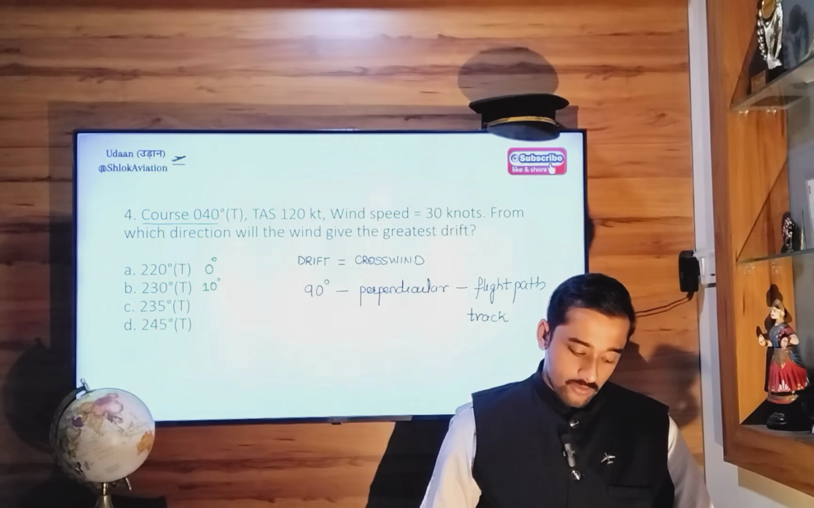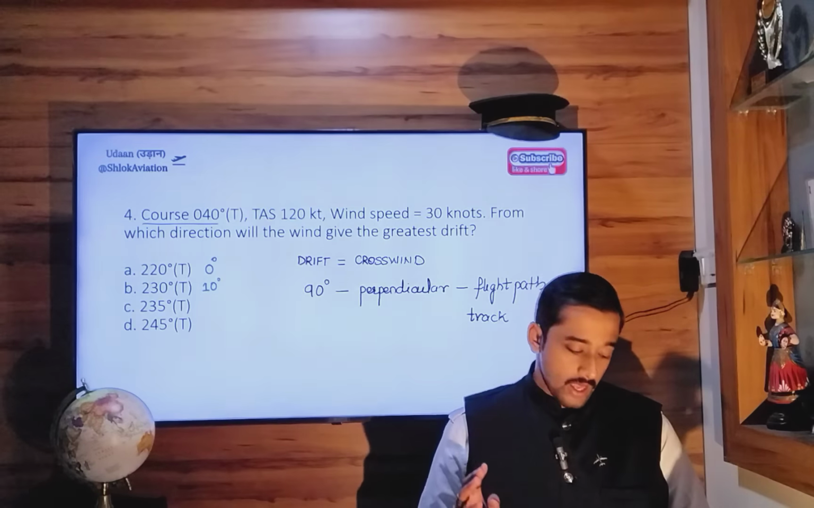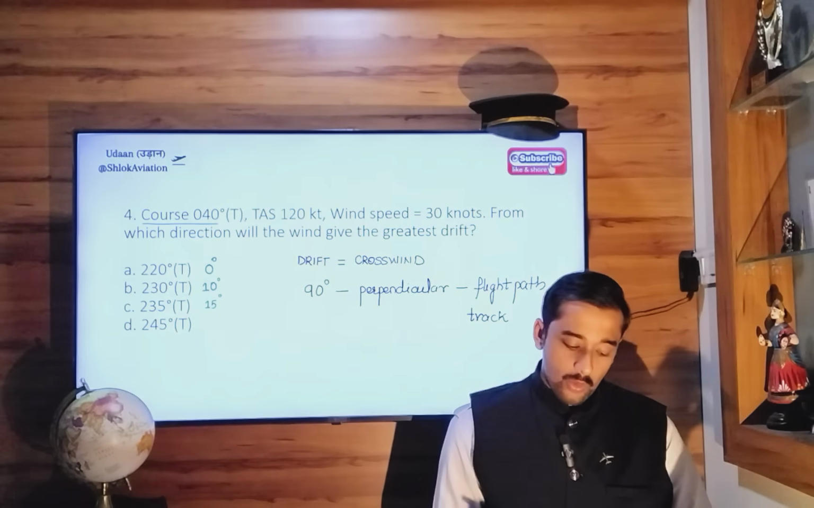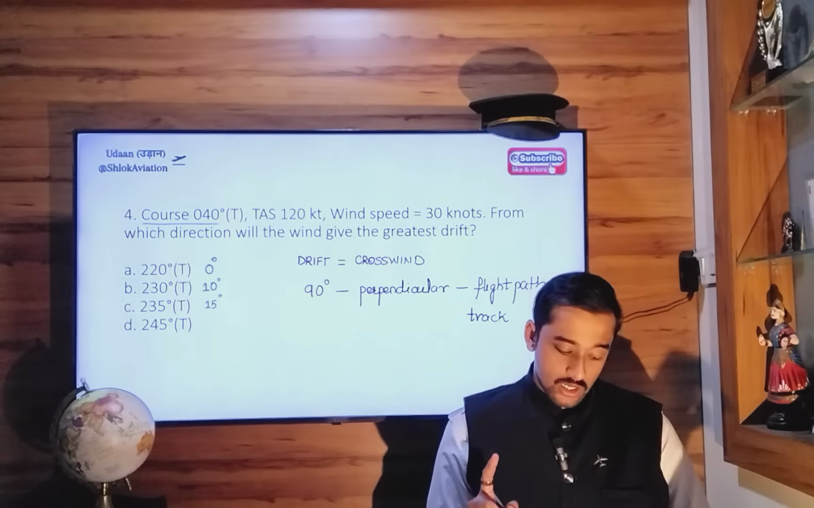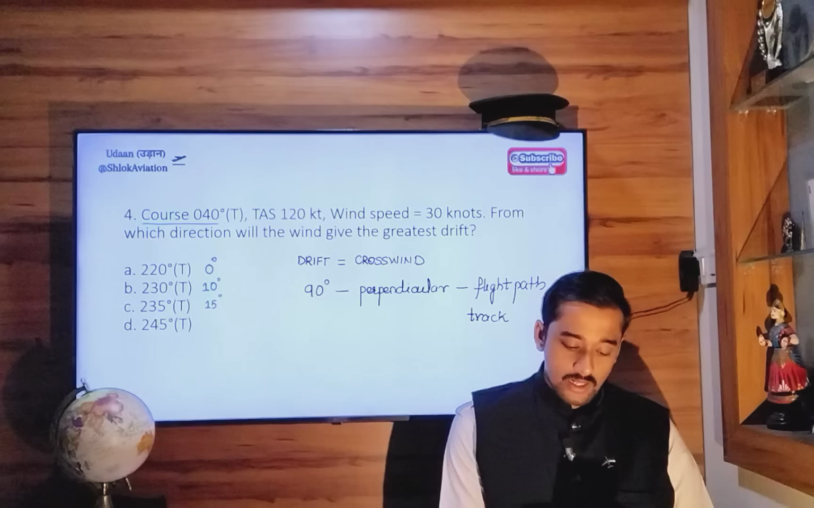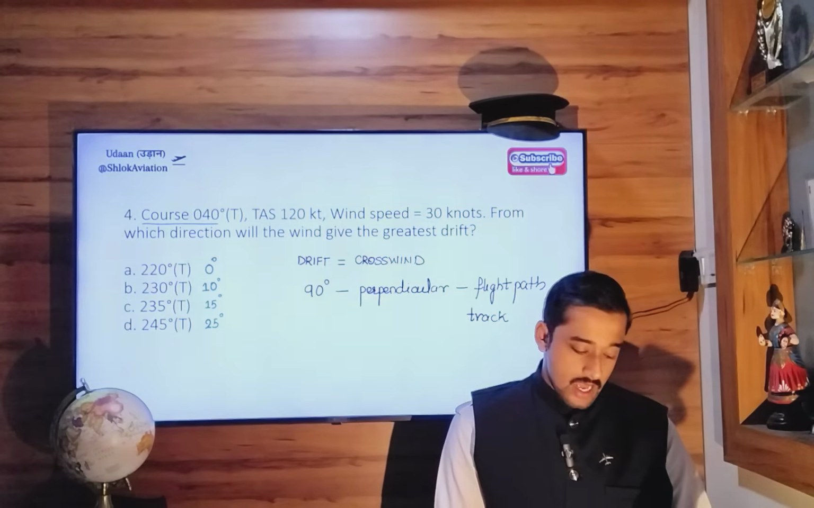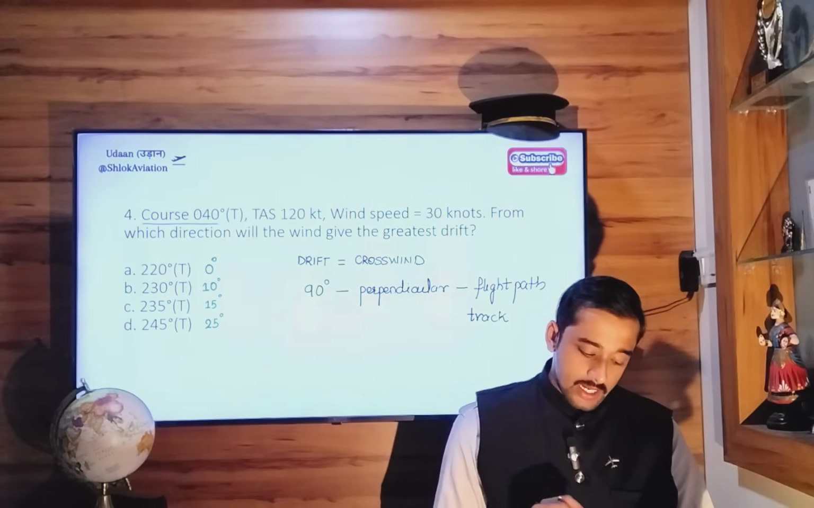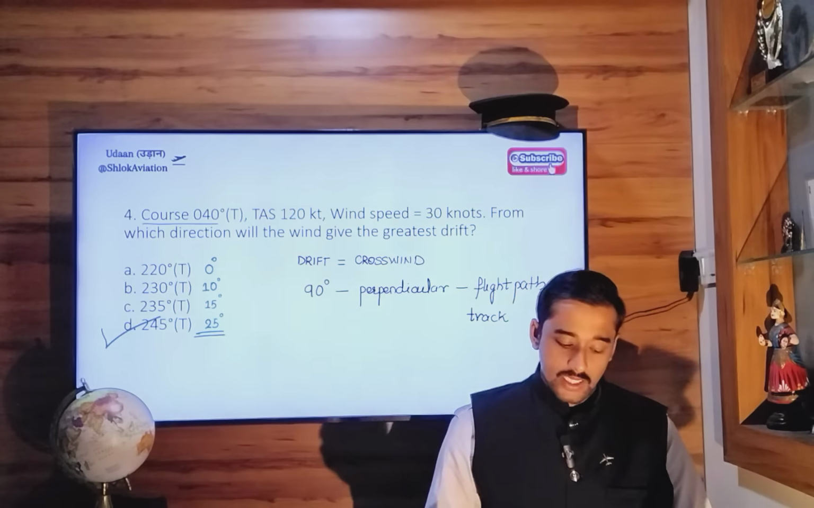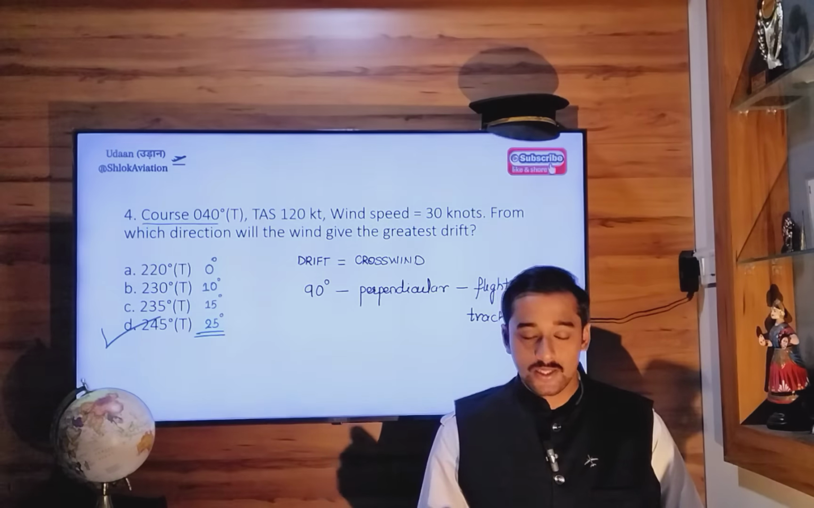Now, if the wind is coming from 235 degrees, the difference between course 220 and wind 235 will be 15 degrees. If the wind is coming from 245 degree and course is 220 degree, the difference will be 25 degrees, right? So the correct option will be the greatest drift will be produced by a wind coming from 245 degree because the angle between course and wind is maximum at 25 degrees.